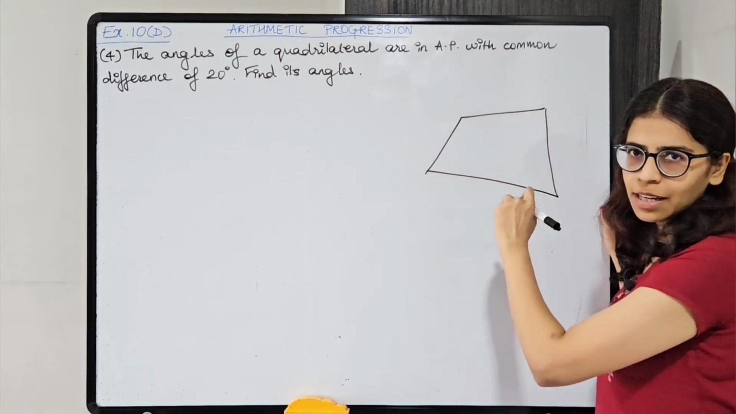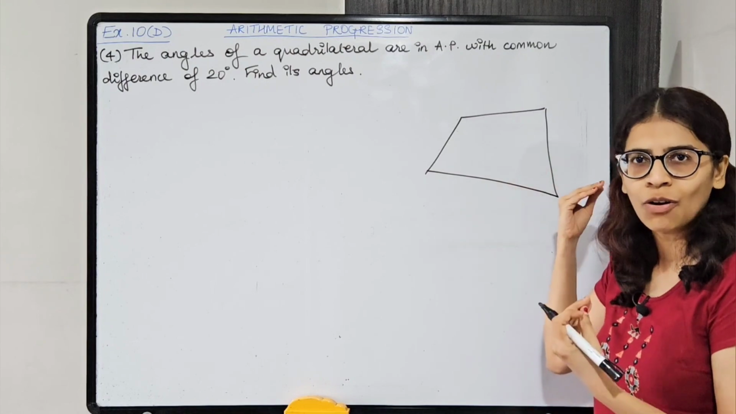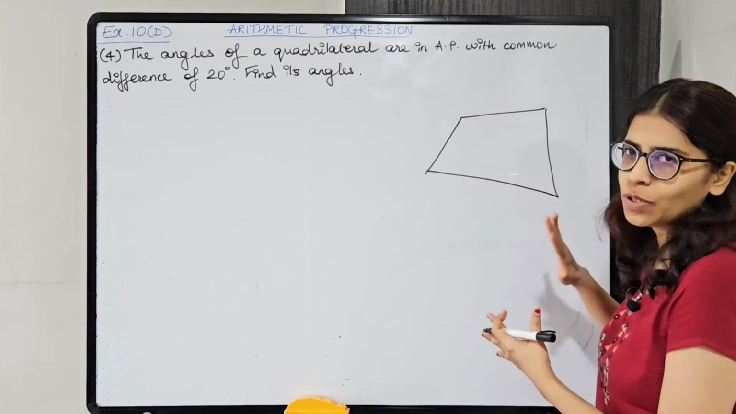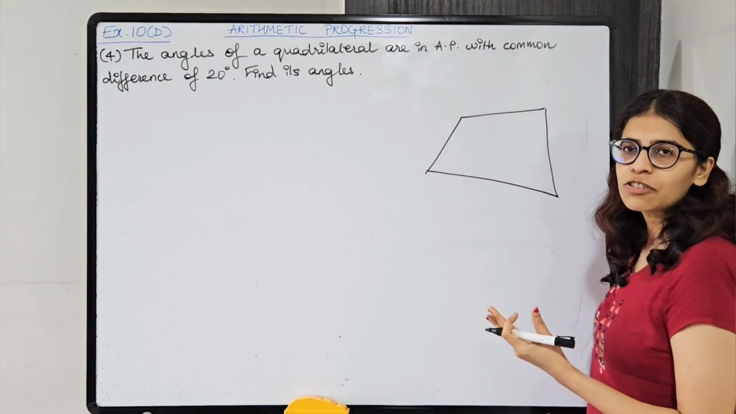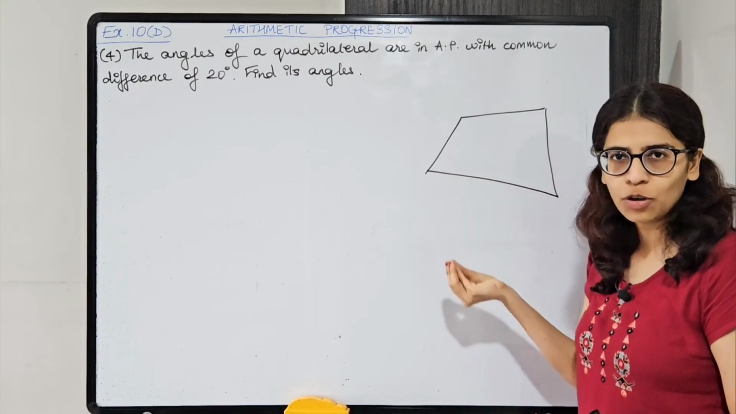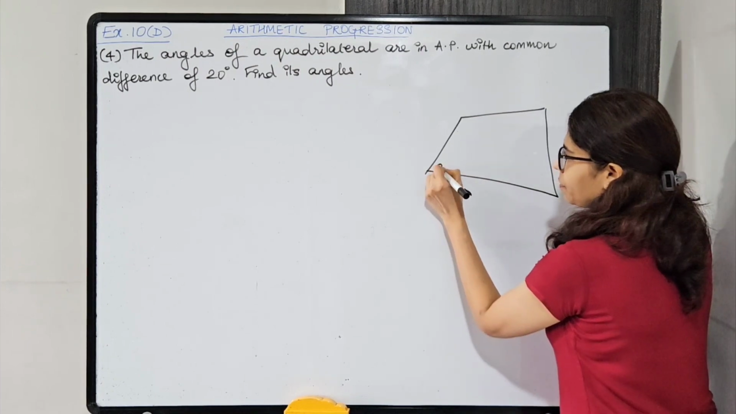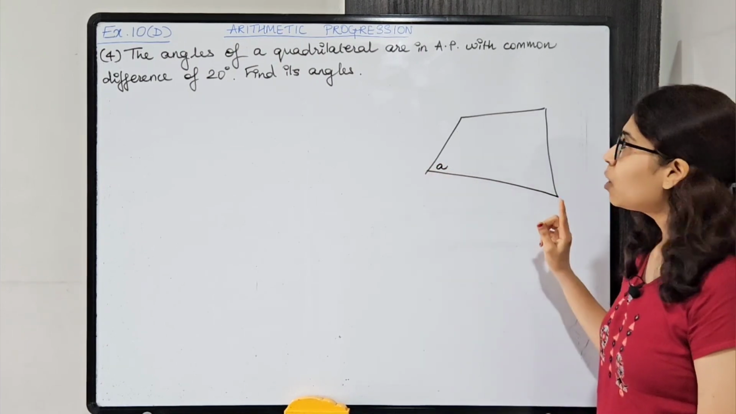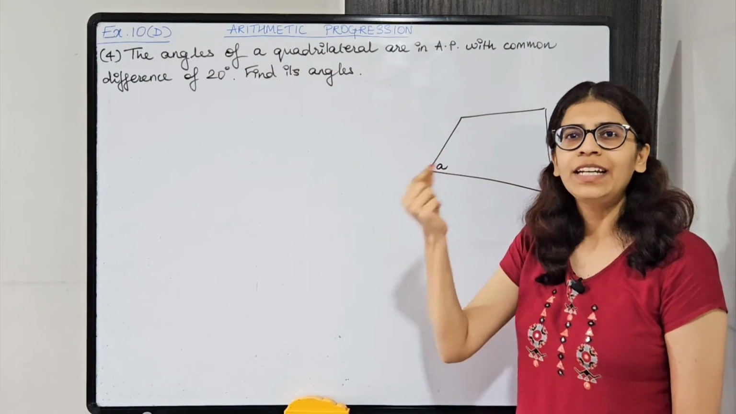This is a quadrilateral, we don't know what exactly it is, a square, rhombus or parallelogram. What it is, we don't know. So it is a quadrilateral and we know a quadrilateral has 4 angles. So we have to find out these 4 angles. Let the first angle be A. Now common difference is given. Common difference D is 20 degrees.